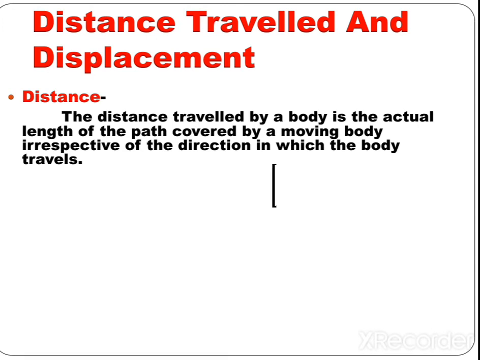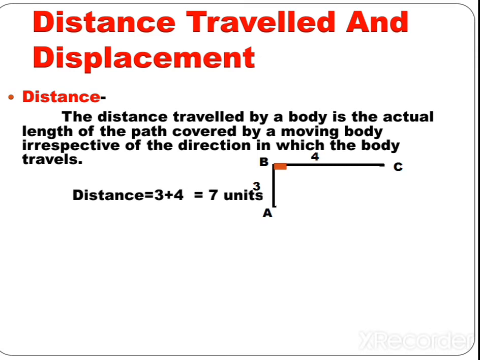So let us consider a body which is at A and travels till B about 3 units, and from B it travels to point C about 4 units. The distance traveled will be 3 plus 4, that is 7. So the distance from A to B and B to C is the distance covered by the body. The angle between AB and BC is 90 degrees, as I have considered.